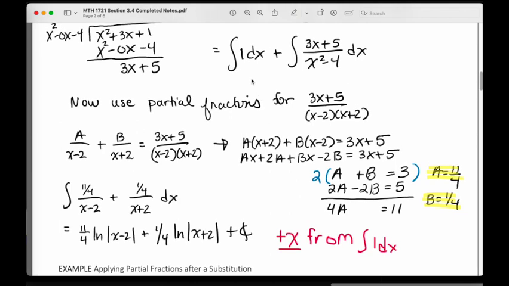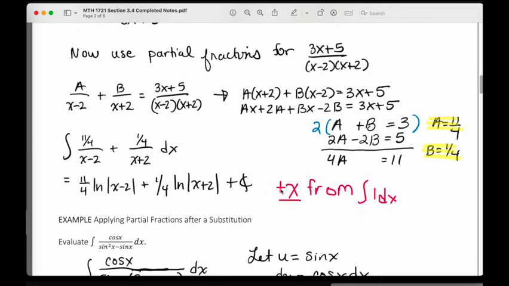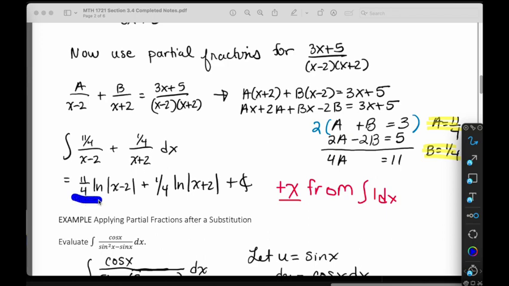And then we don't want to forget about this first integral, the 1 dx. And so when I integrate that, I would add x from that first integral. So my final answer is going to be 11/4 natural log of |x - 2| plus 1/4 natural log of |x + 2| plus x. Make sure you add that in, and then plus your constant.